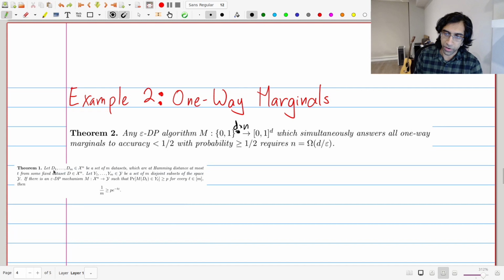Okay, so we have to construct a set of databases which have disjoint subsets of the output space. So what we're going to do is choose a bunch of databases which have very different answers on these one-way marginal queries. So what are the ones which are sort of the most different that you can imagine? Well, we're going to choose some very simple and silly looking databases. So we're going to choose the following set of M equals 2^d different databases.